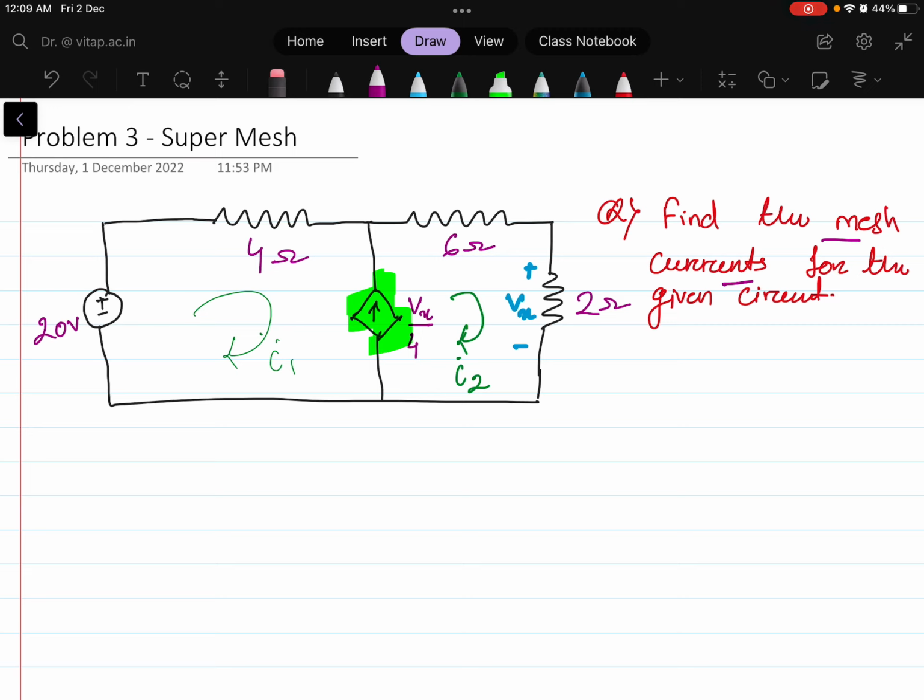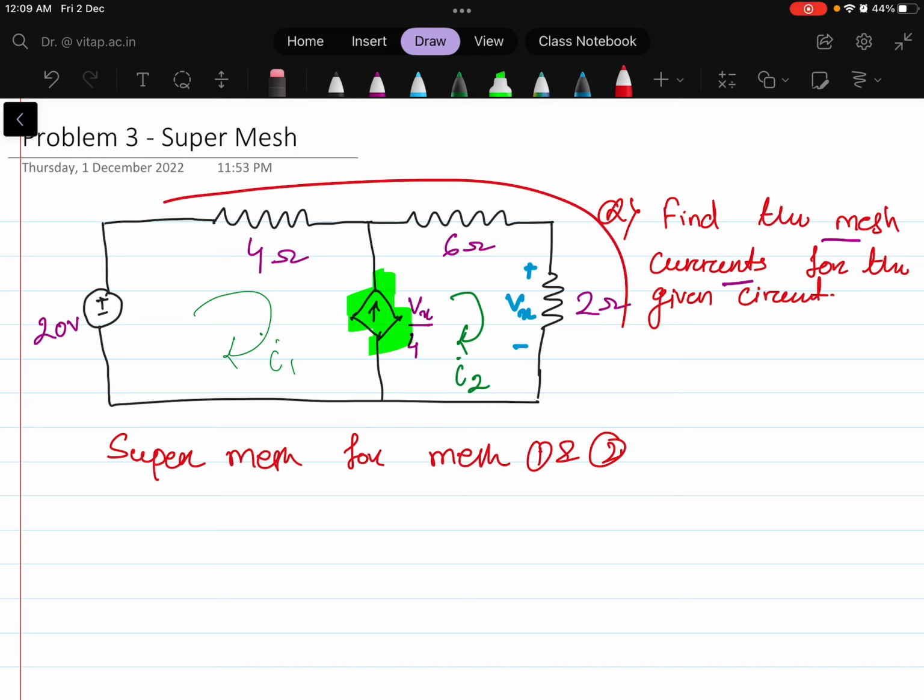and because of that, we have to apply super mesh for mesh 1 and mesh 2. Why? Because the dependent source given here is common to both mesh 1 and mesh 2. Now if we write the mesh equation taking mesh 1 and mesh 2 as super mesh, we are forming one new mesh which is a big loop.